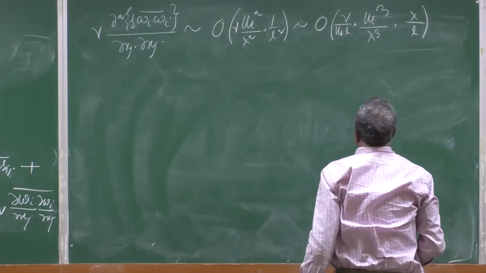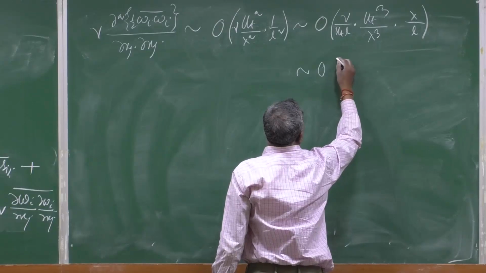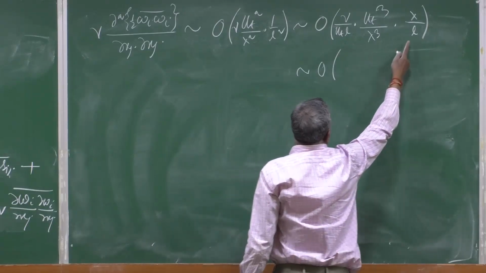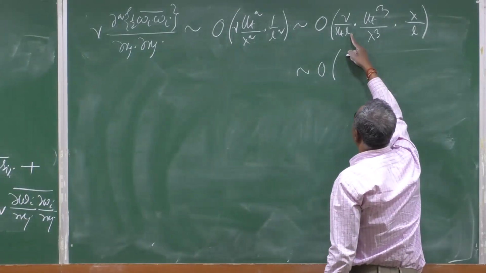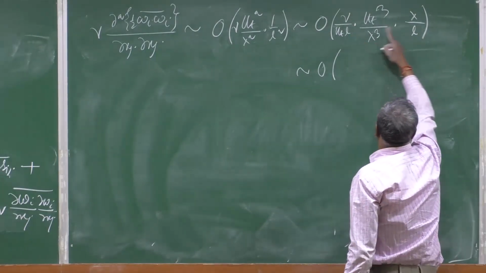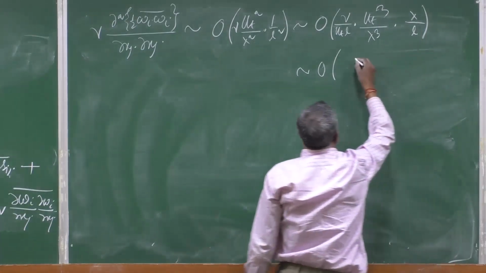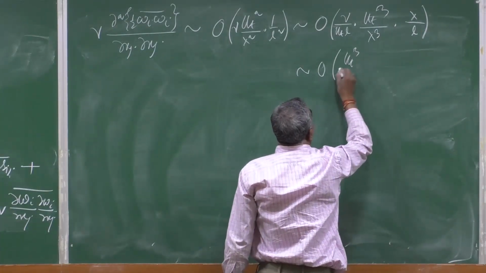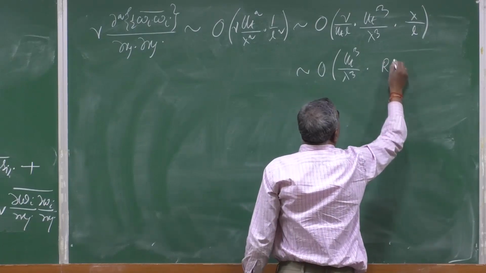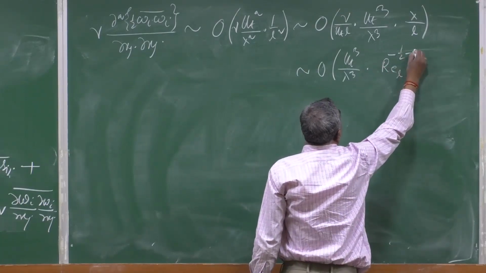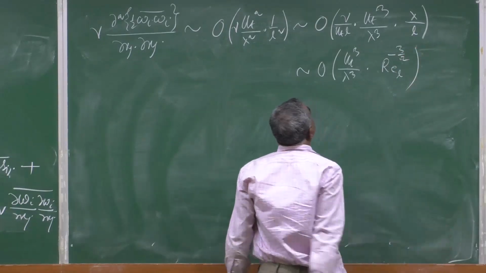So, this is what it is, which is nothing but of order REL to the power minus 1, and this is REL to the power minus half. So, that means ut cube by lambda cube into REL to the power minus half minus 1, so minus 3 by 2. Okay.